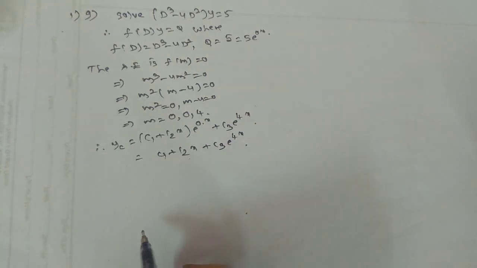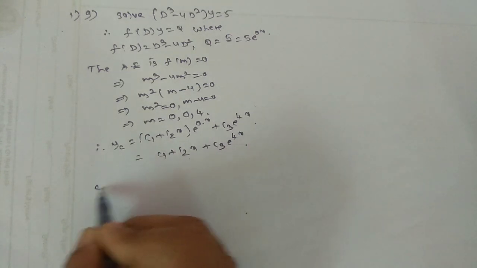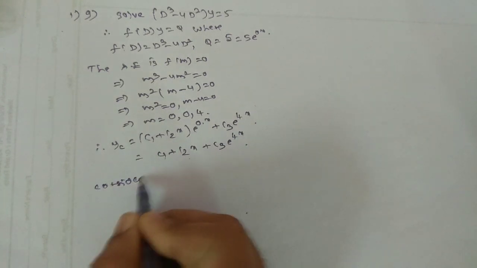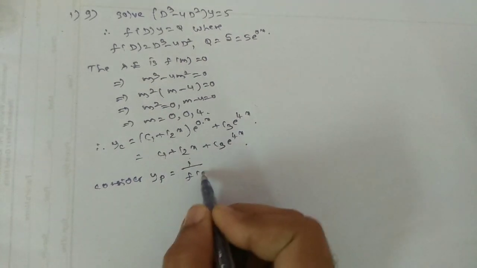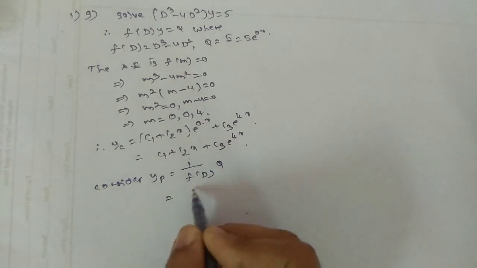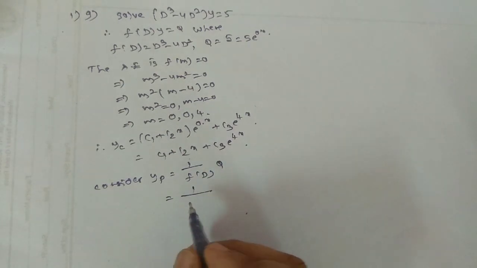This is about yc. Now in order to get the complete general solution, we need to calculate yp, that is nothing but the particular integral. As per the formula, 1 divided by f(D) of Q, this is 1 divided by, what about f(D)?